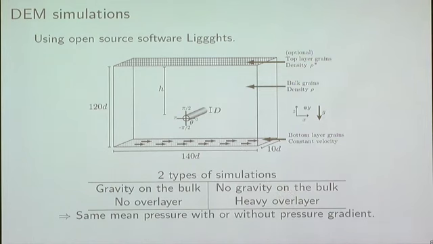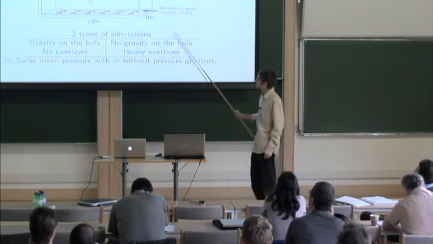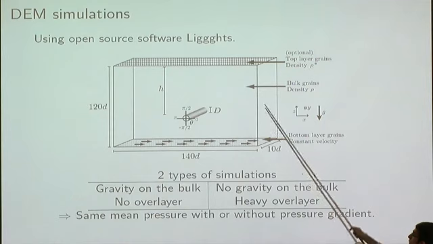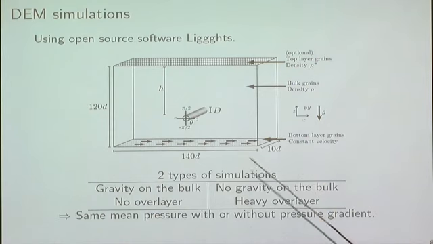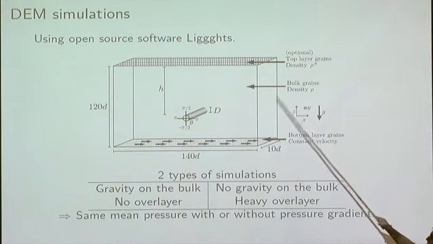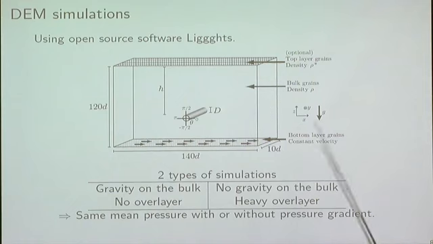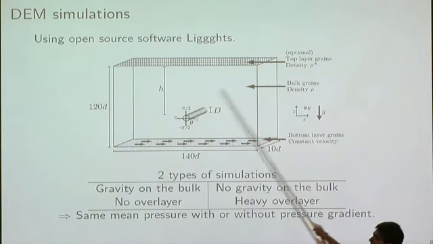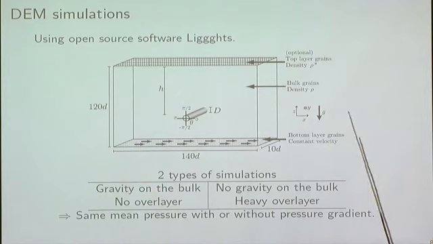And what is interesting in simulation is that we can do two different things. We can do the classical experiment with a granular bed under gravity, which gives us a mean pressure around the cylinder and a pressure gradient. But we can also just turn off the gravity on the grains in the bulk, so we don't have any pressure gradient. But by adding a heavy top layer of grains, we can have the same mean pressure as before, but without the pressure gradient.